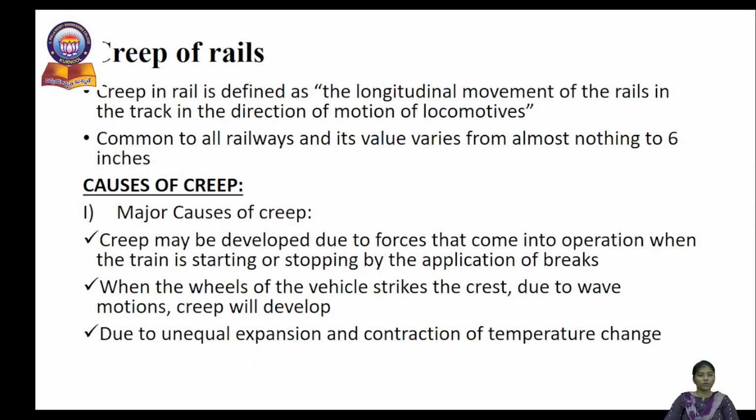So the last type of failure is creep failure. Creep is, in general, called the longitudinal movement of the rail in the track in the direction of motion of the locomotive.